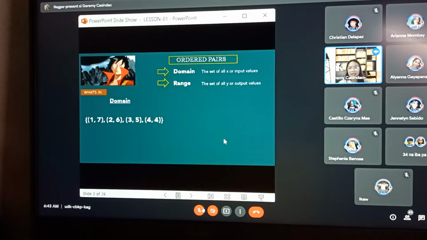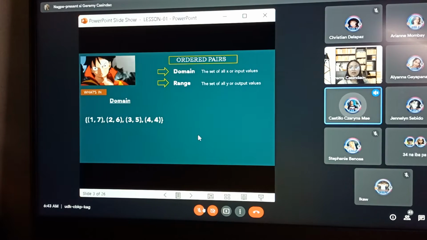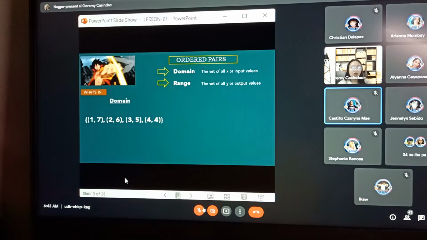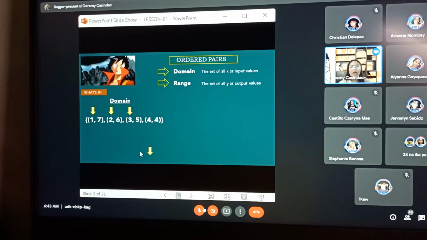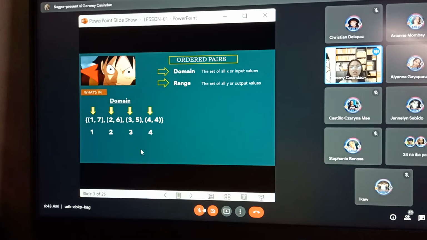Okay, how about Castillo? The domains are 1, 2, 3, and 4, po. Okay, that's correct. Those are the 1, 2, 3, and 4. So those are the given values of domain.